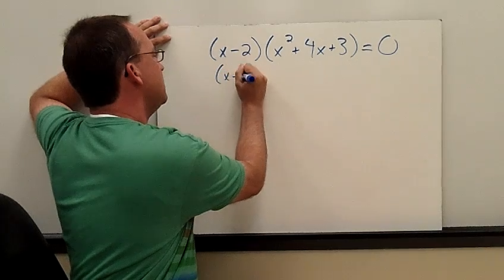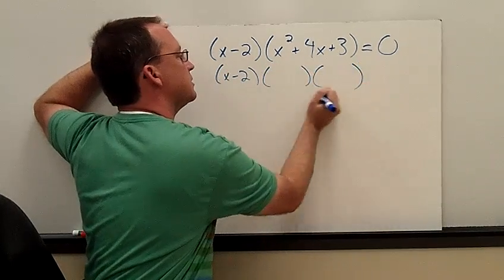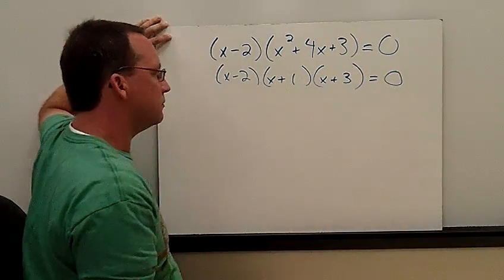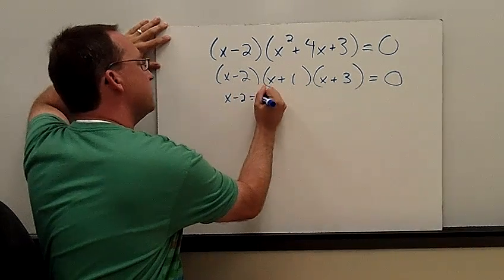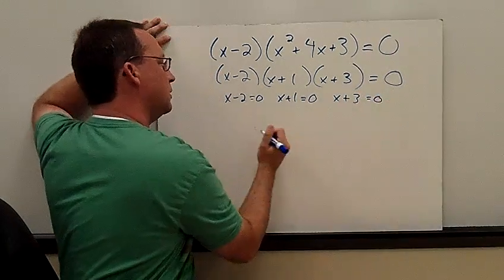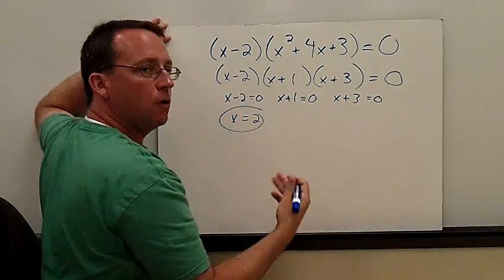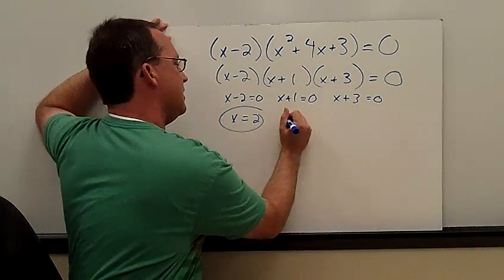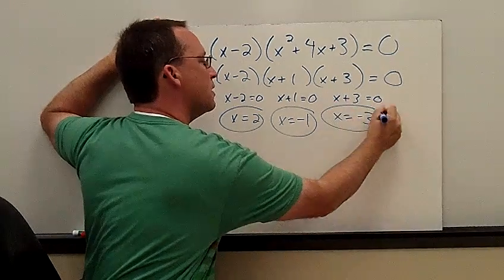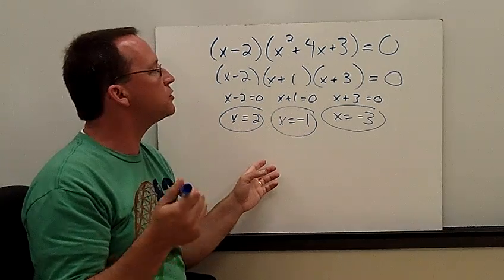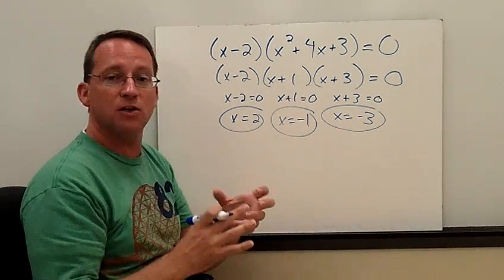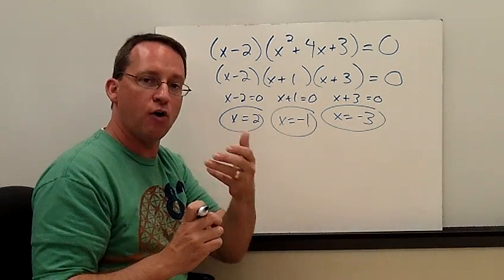This one will factor for me. x plus 1, x plus 3. Solve by setting all of our factors equal to 0 like normal. So I find x equals 2, which I knew already. That was the one that I tried. Then x is negative 1, and x is negative 3. Notice that all three of those solutions were in your PRZs. They were in your list of possibilities because the only rational numbers that can work are in that list.